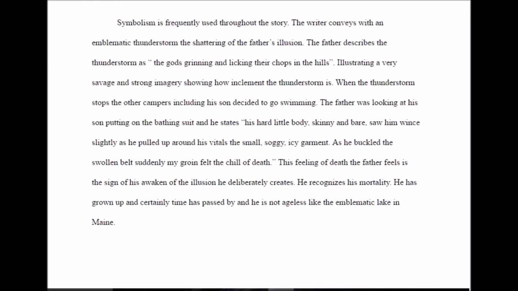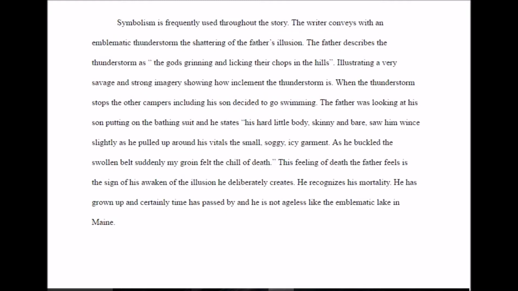I also evaluated the text, pointing out its significance and relevance. Symbolism is frequently used throughout the story. The writer conveys with an emblematic thunderstorm the shedding of the father's illusion. The father describes the thunderstorm as the gods grinning and licking their chops in the hills, illustrating a very savage and strong imagery showing how inclement the thunderstorm is.